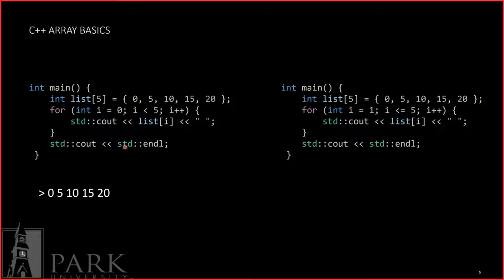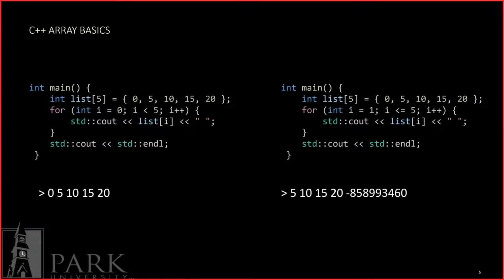But here's one difference from what you might be used to. If we were to accidentally change our for loop processing, if we said I want to go from 1 to 5 instead of 0 to 4, as you can see here, and we output it, what do you think would happen? Well, in Java, you would get an index out of range exception and the program would halt. But with C++, we get this weird value here. So why do we get this weird value in C++?